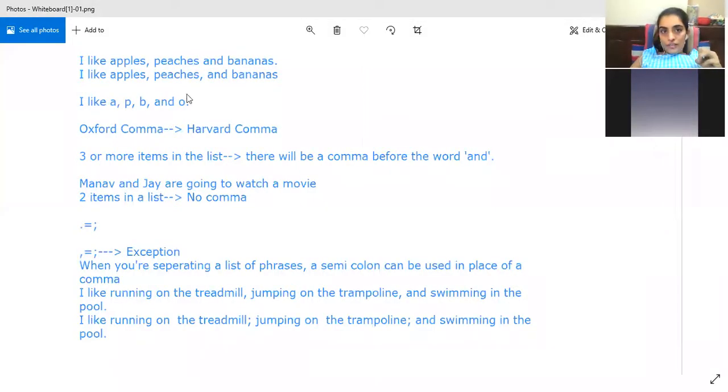Cool. So additional comma, uses and misuses. So when to use a comma: usually if there is a list of 3 or more items, there will be a comma before the word and, like I like peaches, apples, and bananas. But if there are just 2 items, like Manav and Jay are going to watch a movie, then there is no comma.